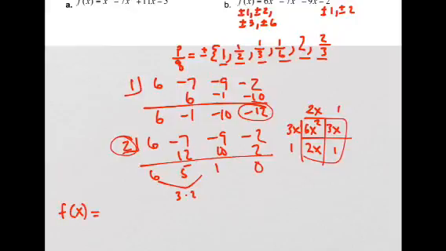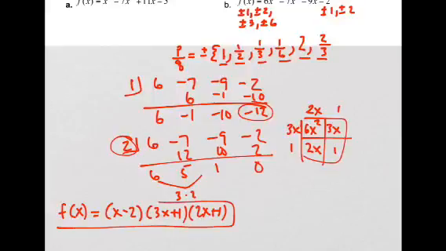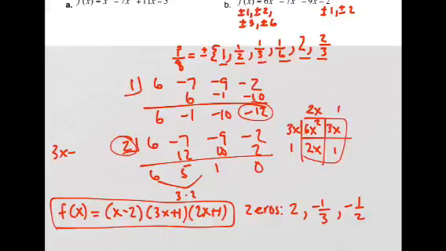So f of x equals, so from this 2 right here, I write this factor. And from the quadratic, I get 3x plus 1 and 2x plus 1. So that's the factored form of the polynomial. The zeros are 2, negative 1/3, and negative 1/2. Because remember, we set up each factor equal to 0 and solve for x. So like this. And then we solve each one. And that's how I get the zeros right here.